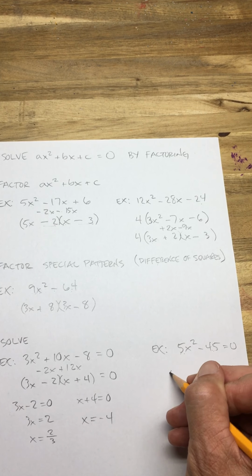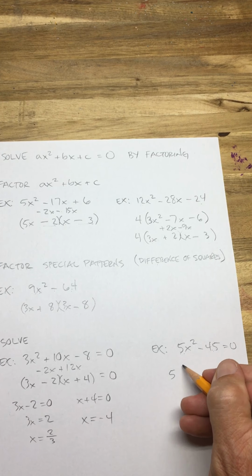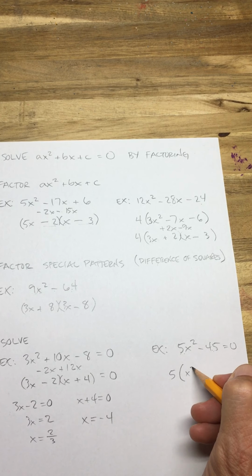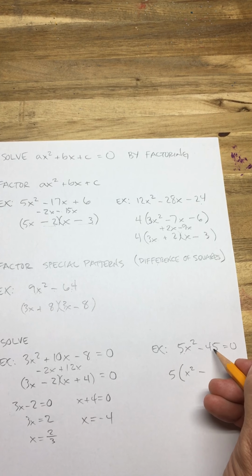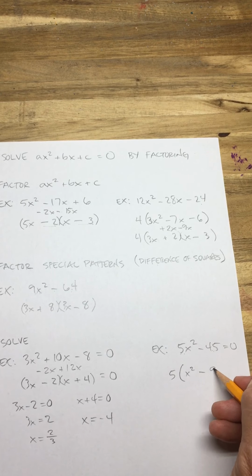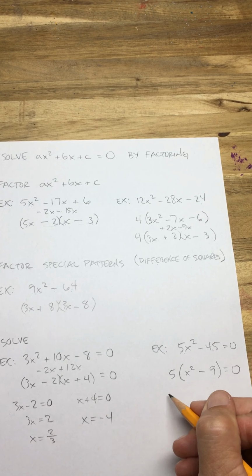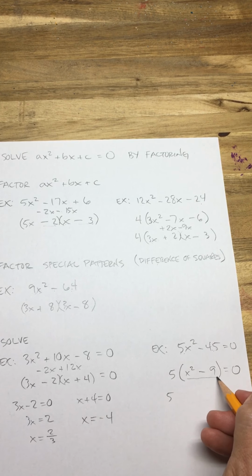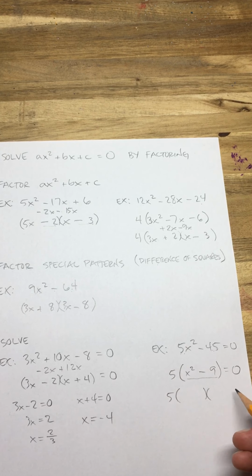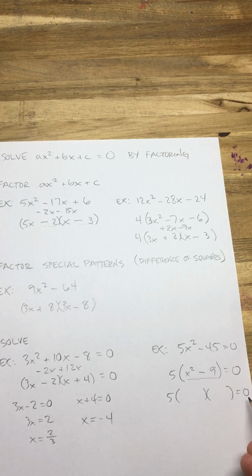okay? So this becomes 5, okay? And now what's left is an x squared minus 45. If I factor out the 5, that's 9, okay, equals 0. And now look what we have, 5. This is now a difference of squares, so I factor it just like this, equals 0. Don't forget that equals 0.